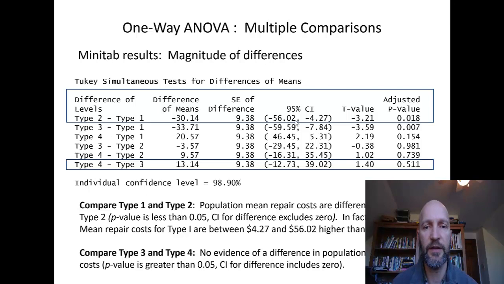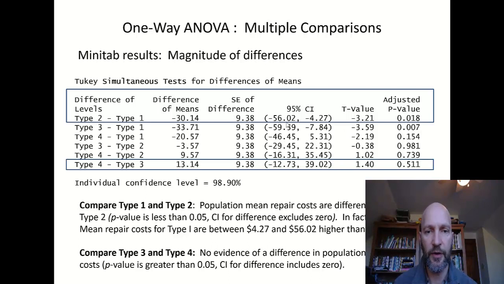That means that we would reject the null hypothesis that the difference is 0 at the 5% level. And we can also look at the adjusted p-value over here, and it's 0.018, which is less than 5%. So both of those tell us we should reject the null hypothesis when comparing mu1 versus mu2, and we already knew that.